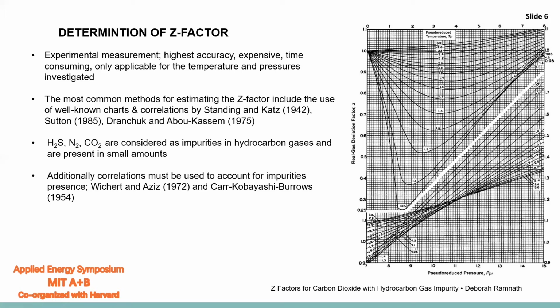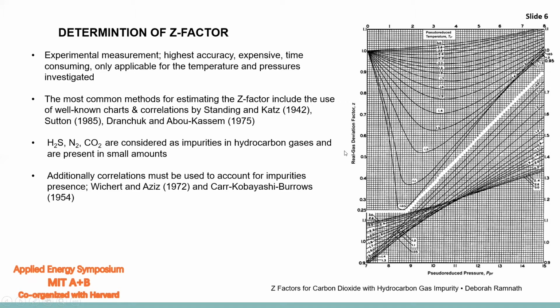As such, in the upstream gas industry, reservoir engineers commonly use Z factors for natural gas from well-known charts and correlations. An example of this chart is that of Standing and Katz in 1942, which is seen to the right, where pseudo-reduced pressure as well as pseudo-reduced temperature are used to determine the Z factor. This chart is used for hydrocarbon gas.